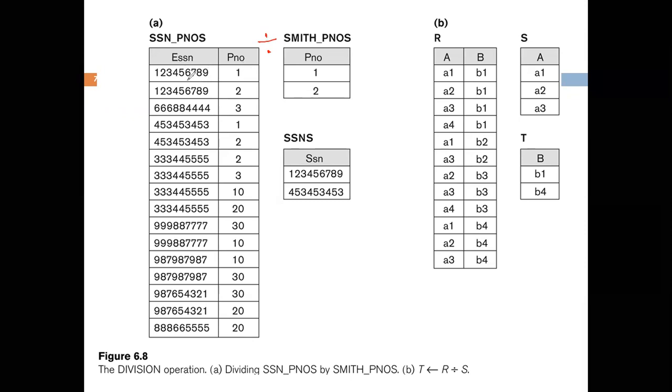Now what happens? For the relation on the right side, it will check where 1 and 2 are present in the project number column. So 1, 2, 1, 2, 2, and nowhere else. Now only the SSNs which have matched will be selected. These two, this one and this one. Now out of this, wherever this particular one is present, they will be extracted.